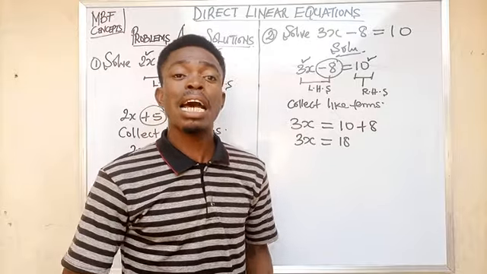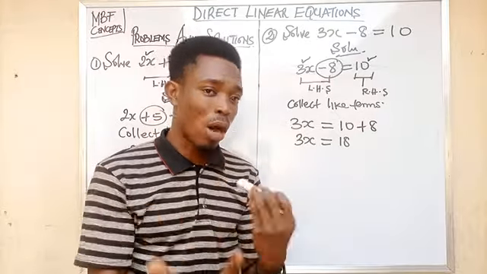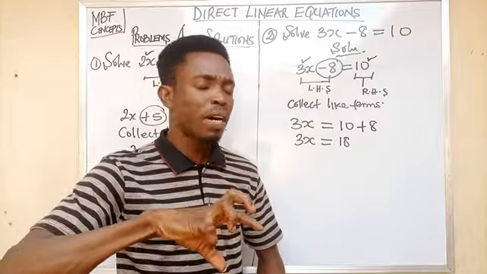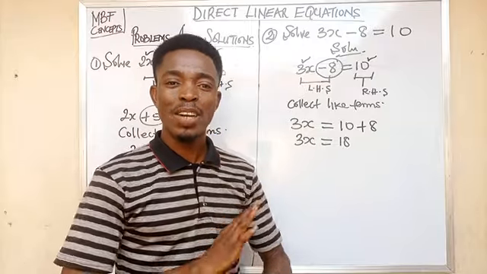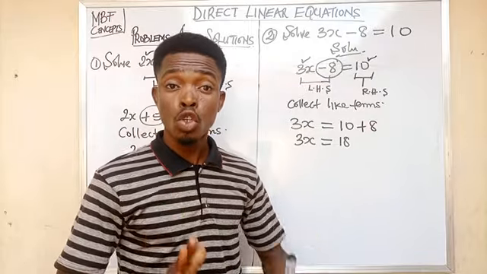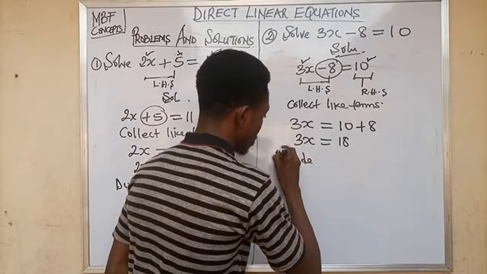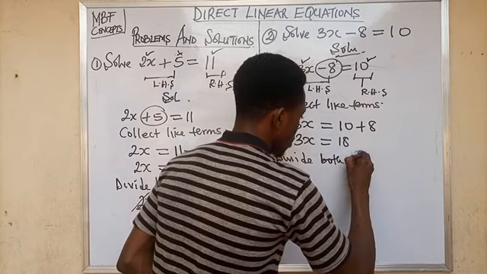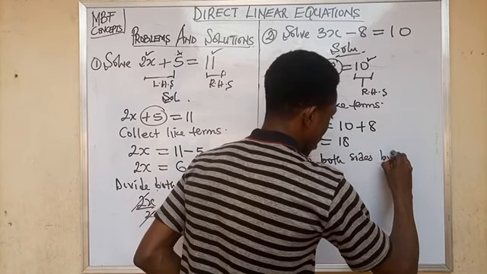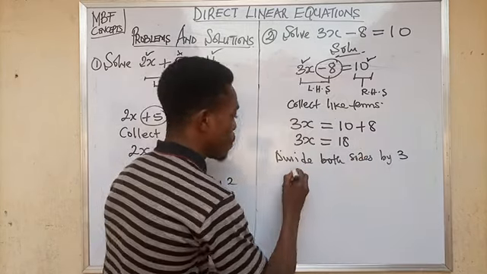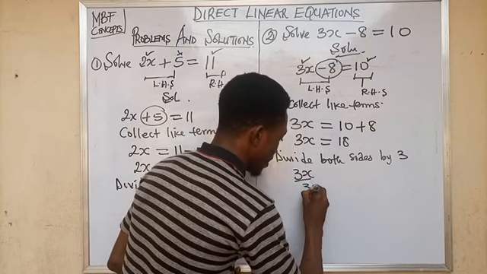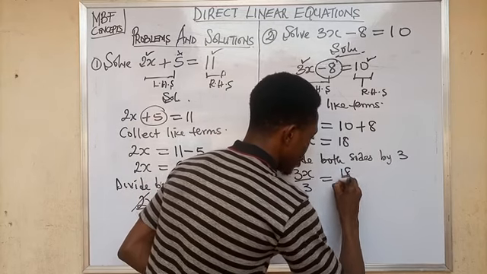Likewise, we cannot stop here because the coefficient of x, the variable, is greater than 1. And in as much as it is greater than 1, all we need to do is to divide both sides by the coefficient of x, which happens to be 3. So guys, we say divide both sides by 3. By this statement, we mean 3x over 3 is equal to 18 over 3.